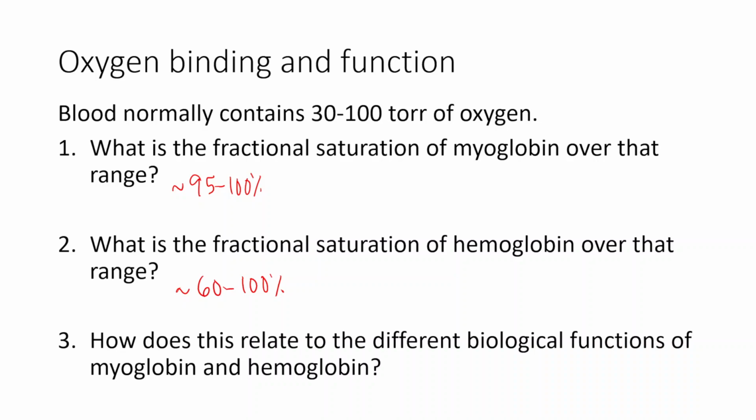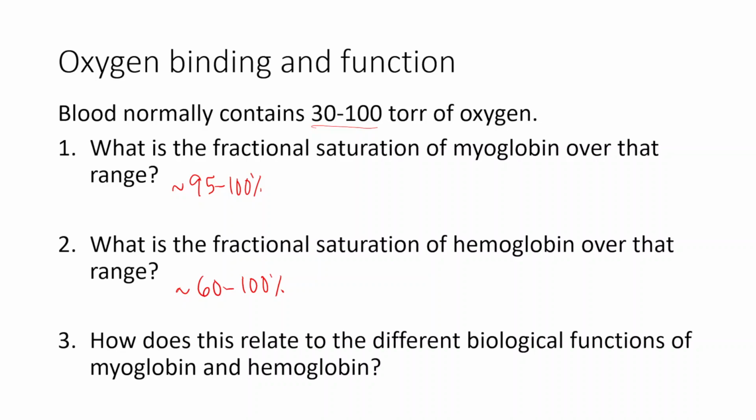So the fact that we have these differences in fractional saturation over this range of oxygen that we see in the blood, what does this mean for the different biological functions of myoglobin and hemoglobin? Since myoglobin has to store that oxygen, it has to hold on much tighter than hemoglobin, which is more of a transporter, and therefore has a wider range of fractional saturation. Yeah, that's a good way to start.